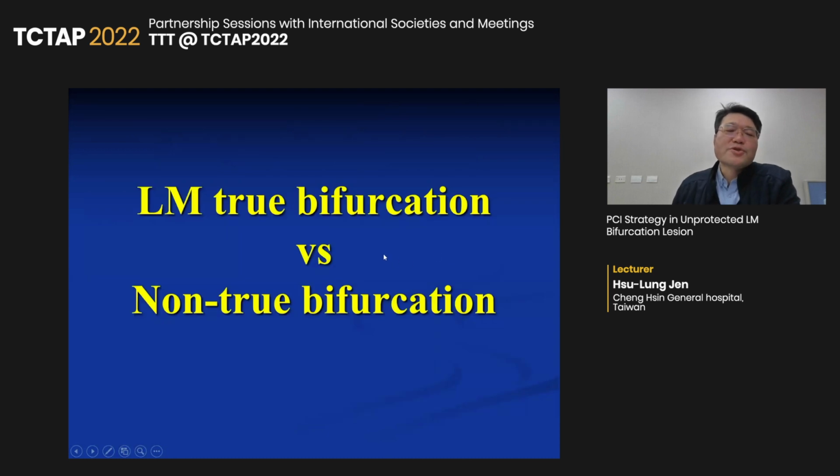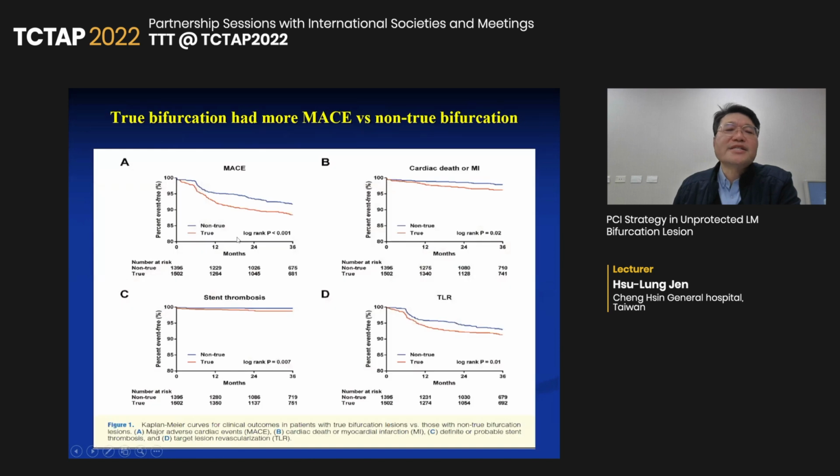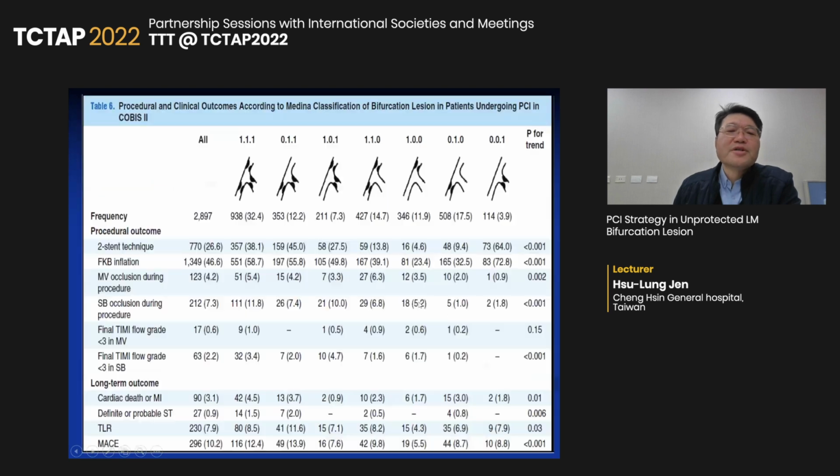So what should be considered for left main bifurcation? For the true bifurcation versus the non-true bifurcation, if we see the COBIS-2 registry, we can see the true bifurcation has more MACE than the non-true bifurcation, including event-free survival and target vessel revascularization.